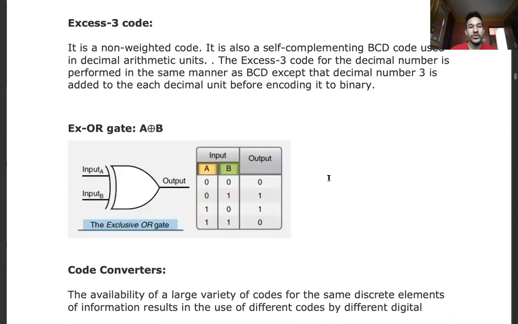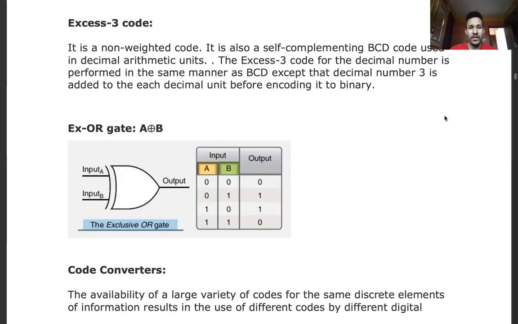Another code is the excess-3 code. This is also a non-weighted code, but here the excess-3 code for a decimal number is performed in the same manner as BCD, except that the decimal number 3 is added to each decimal digit before encoding it to binary.